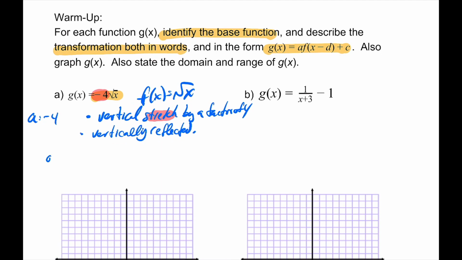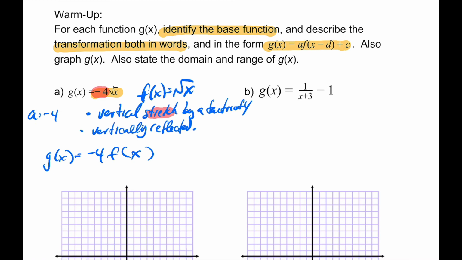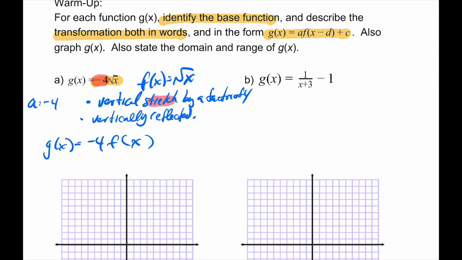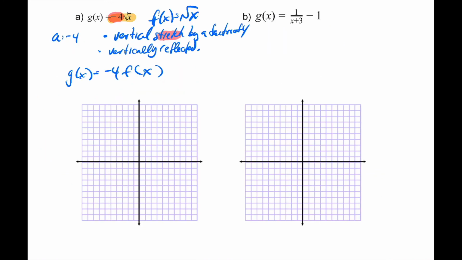So here we have g of x is, so we always say our A value, which is negative 4. Then we have our actual function, and inside our function is just x. So notice that in this g of x, this transformation, there are no vertical or horizontal translations. In other words, there's no c or d values. So let's go off and graph this. Since there are no translations, in other words, c and d are 0, we could just use g of x directly.